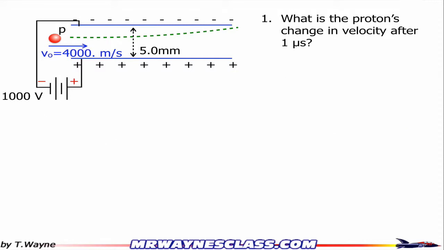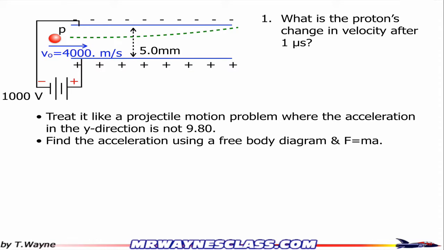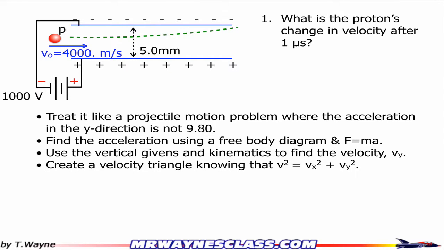So it's kind of a wrap up to all this. You're going to treat it like a projectile motion problem where the acceleration in the y direction is not 9.8, but you got to find it. And to find the acceleration, you're going to use a free body diagram and F equals ma. Then you're going to use the vertical givens and kinematics to find the velocity, Vy. You're going to create a velocity triangle knowing that v squared equals vx squared plus vy squared. And the change in velocity is going to be the hypotenuse of that triangle minus the initial velocity.